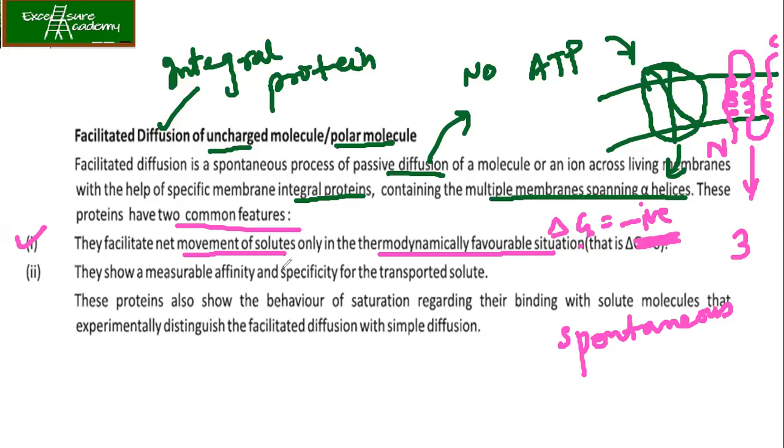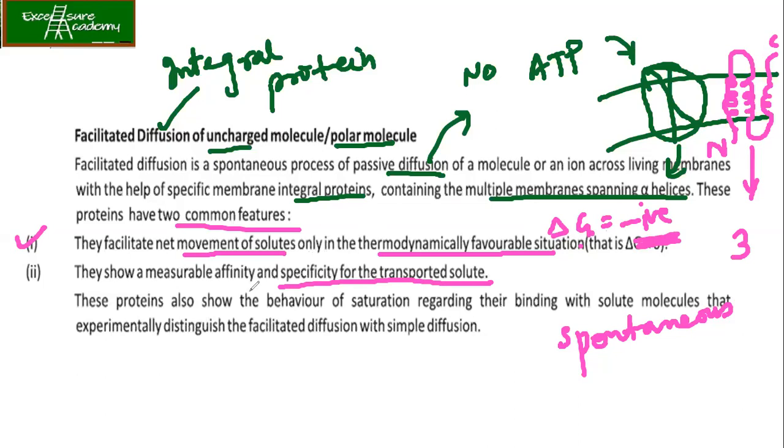Now, they show a measurable affinity and specificity for the transported solute. What does it mean? It means that if suppose there is a glucose transporter, then only glucose it is going to transport. It will not bind to sucrose or to any other sugar molecule. Okay.